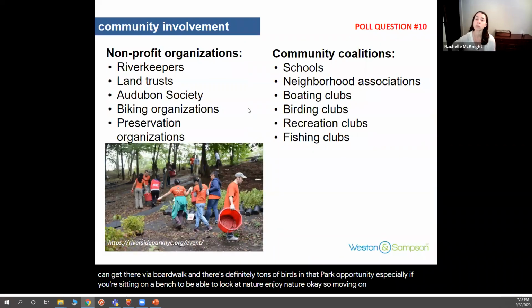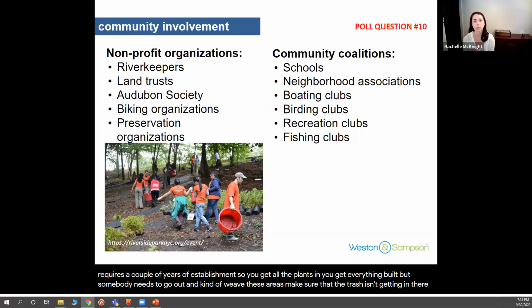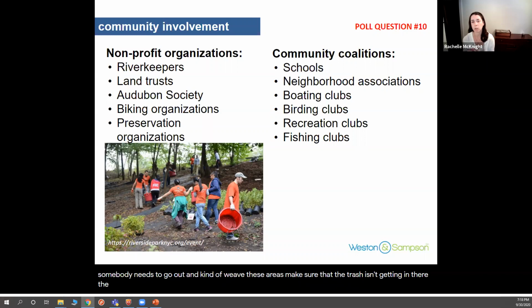So moving on. All of these stabilization measures that we've talked about, and some of the amenity installations and improvements to the Riverfront Park, do require maintenance. Especially with some of the living shorelines, it requires a couple of years of establishment. You get all the plants in, you get everything built, but somebody needs to go out and weed these areas and make sure that the trash isn't getting in there. The same thing goes for any of the amenities that you put in the park.